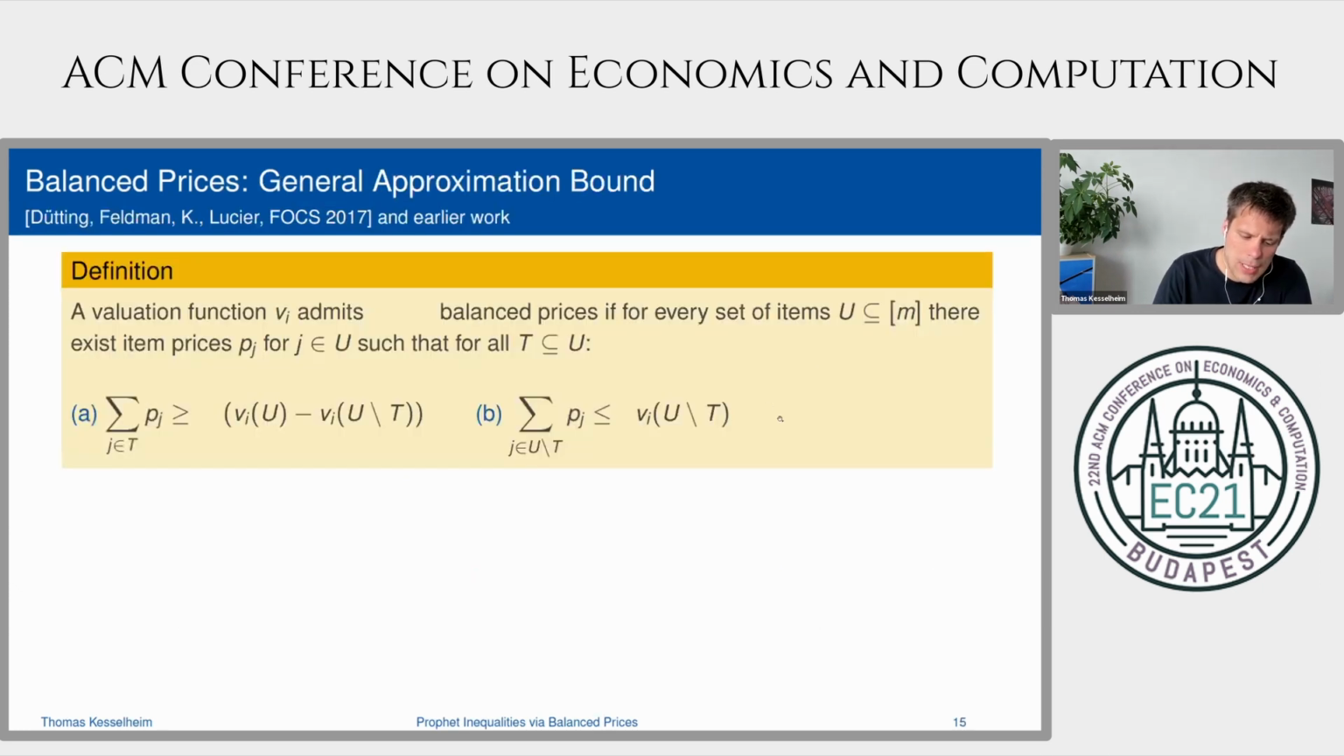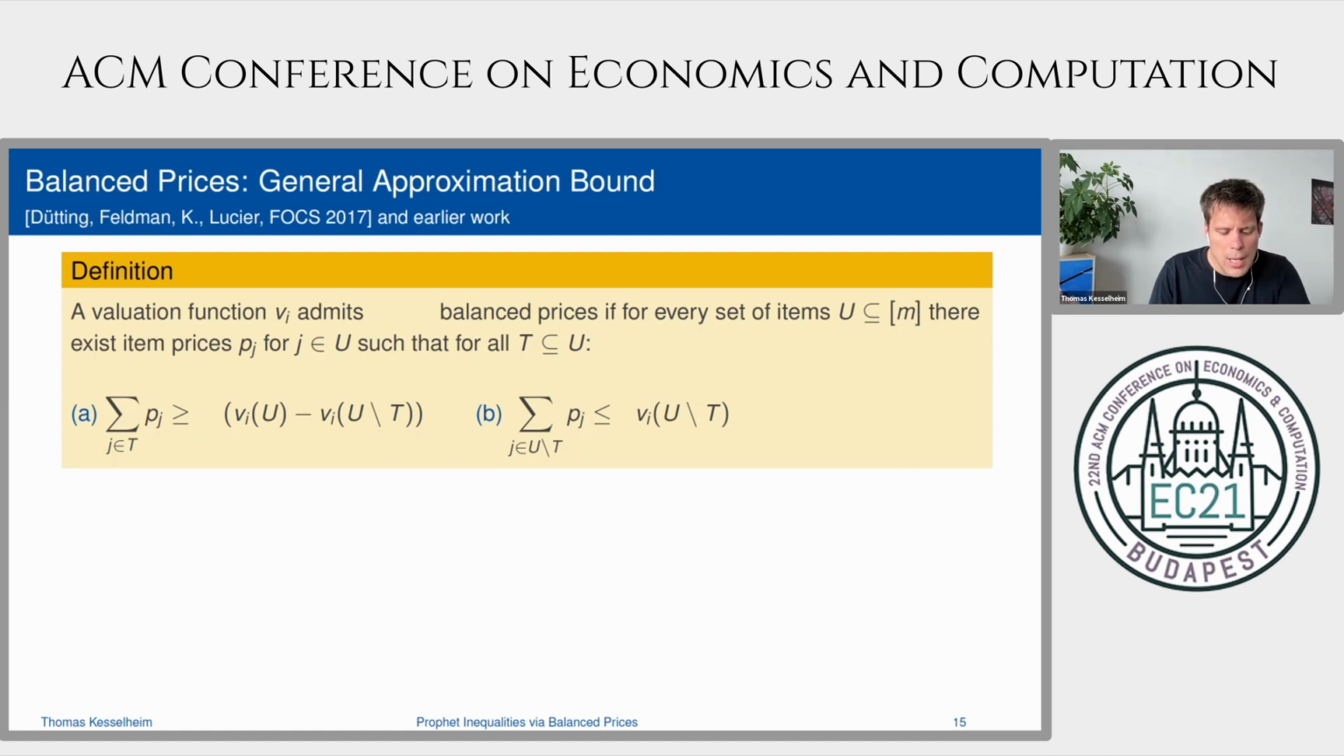Now, this was how we defined prices to be balanced. We now generally say that a valuation function admits balanced prices if it admits these prices. So for every set of items U, there exist prices which fulfill these 2 inequalities for every set T. I changed this definition a bit. Before, I had the set S of items that I wanted to buy. Now I'm changing this to U take away T, which is just equivalent, but now this S has vanished and I'm only talking about the T here.